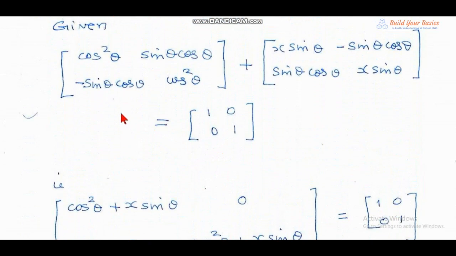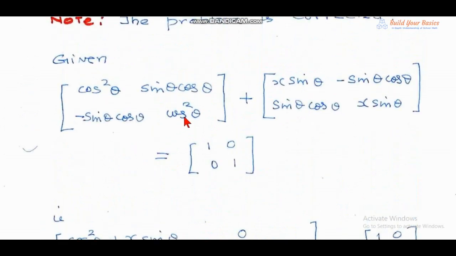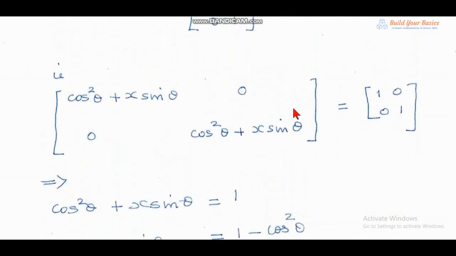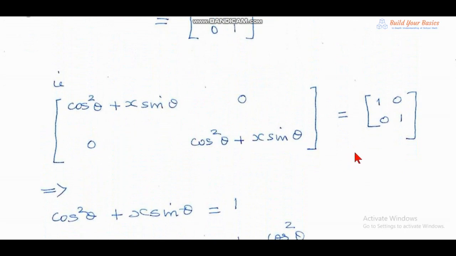Now we have to add the two matrices. The corresponding elements must be added. Cos square theta plus x sin theta. Sin theta cos theta added with minus sin theta cos theta, 0. Minus sin theta cos theta added with sin theta cos theta, 0. And cos square theta plus x sin theta. And that's equal to 1 0 0 1. It is given in the problem. The corresponding elements of the two matrices must be equal.